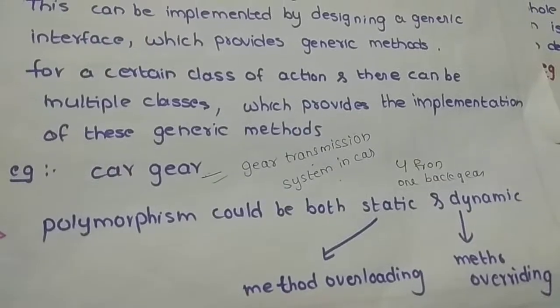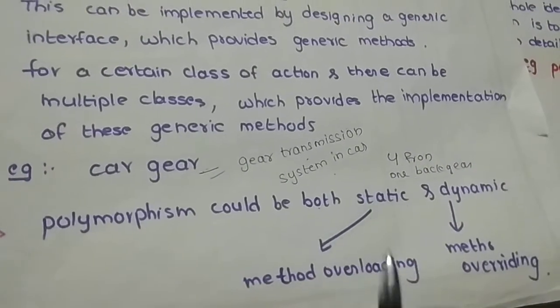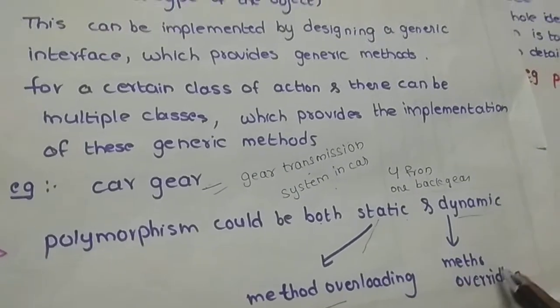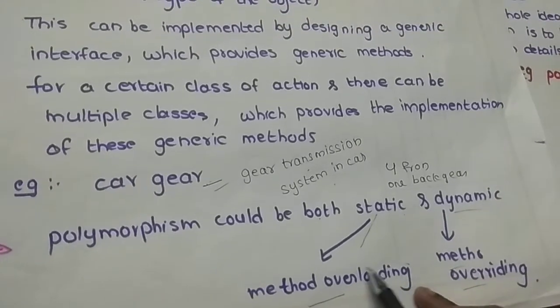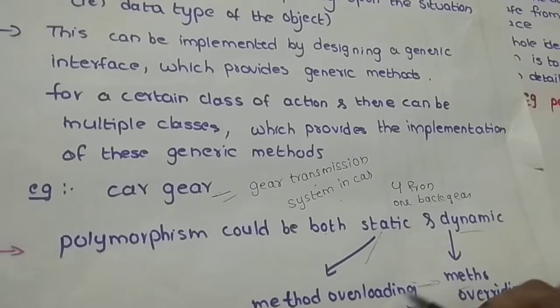Here polymorphism could be both static and dynamic. Static means method overloading and dynamic means method overriding. These are concepts which I am not discussing here. They will be discussed in further tutorials.